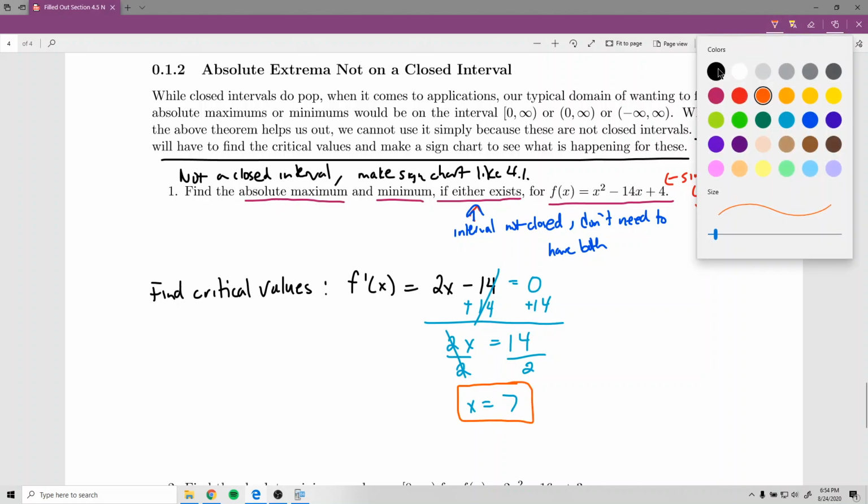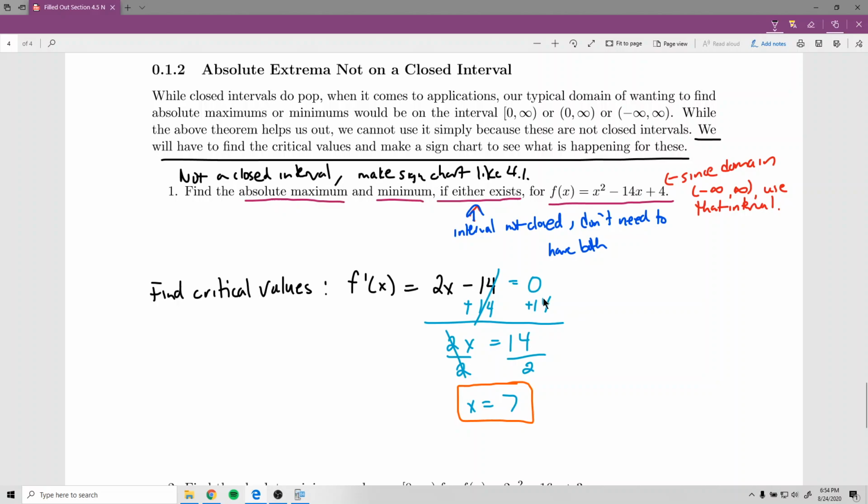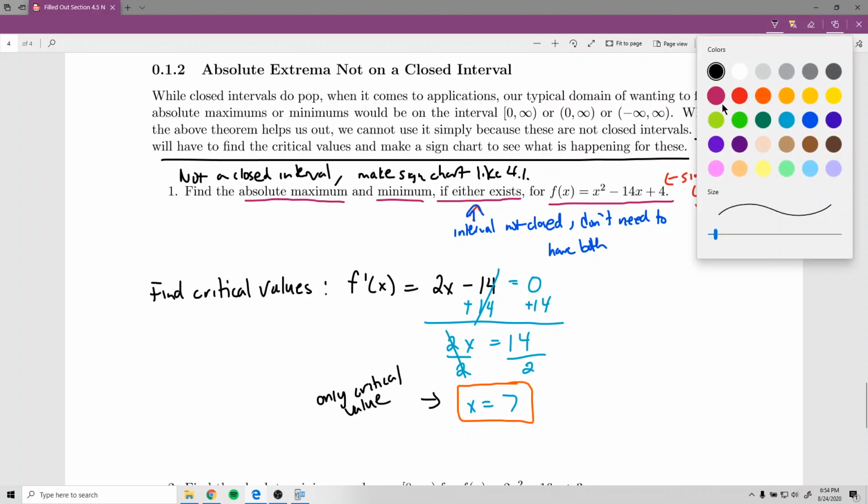Right. Now, because the domain is negative infinity to infinity, this is automatically a critical value, and it's our only critical value. Right, so what we'll do is we'll use this when we make our sign chart.